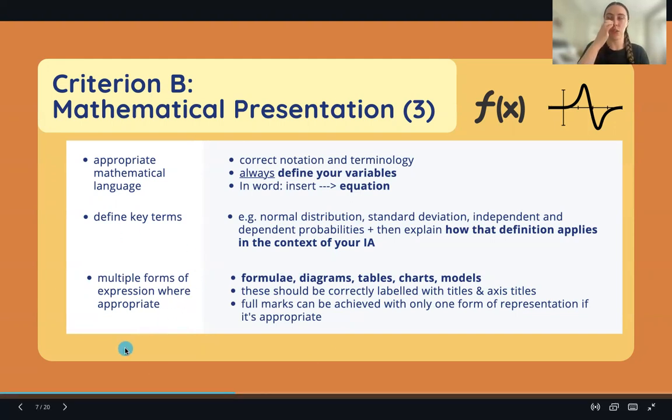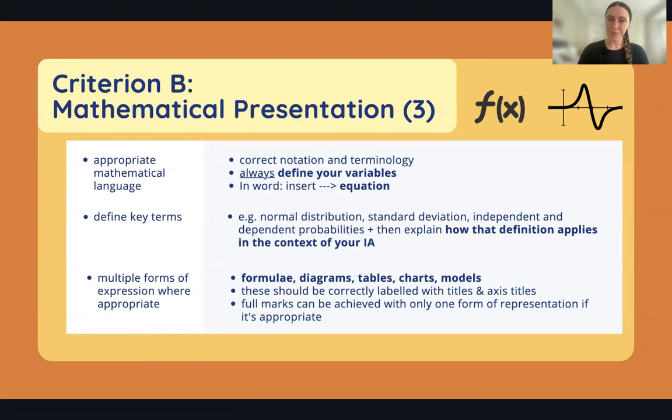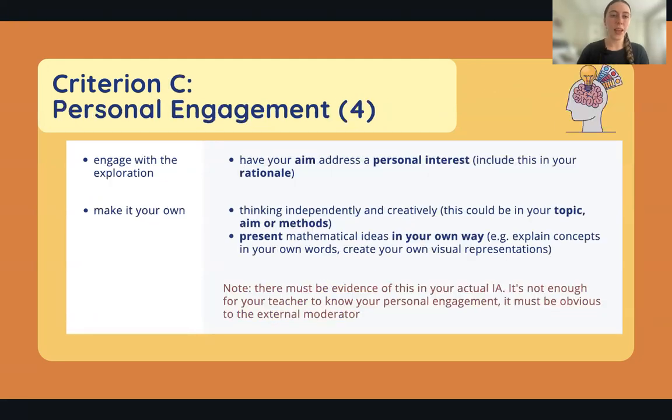Like, is this the most appropriate visual representation of your findings? So that's mathematical presentation, so Criterion B. Then we have Criterion C, which is personal engagement.